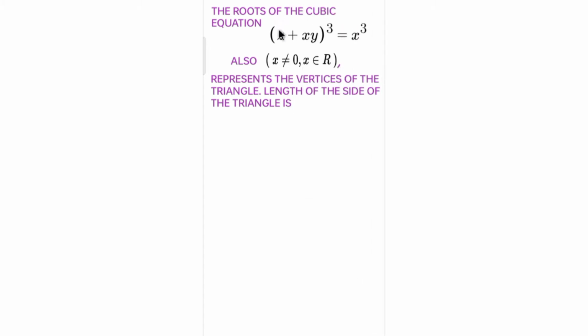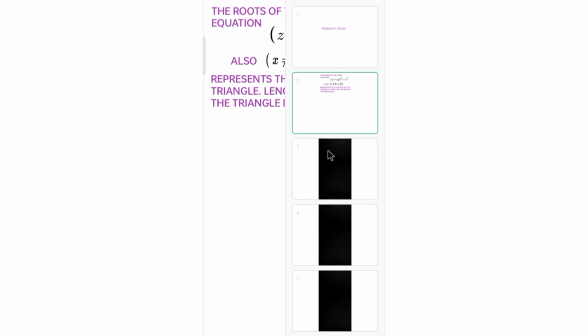So the question is: the roots of the cubic equation (z + xy)^3 = x^3, where x is not equal to 0 and x belongs to R, represent the vertices of a triangle. Fine. This is a cubic equation, so we can expect 3 roots, and each root will represent a vertex of the triangle. So the length of the side of the triangle is what he has asked. That's the question that we need to deal with.